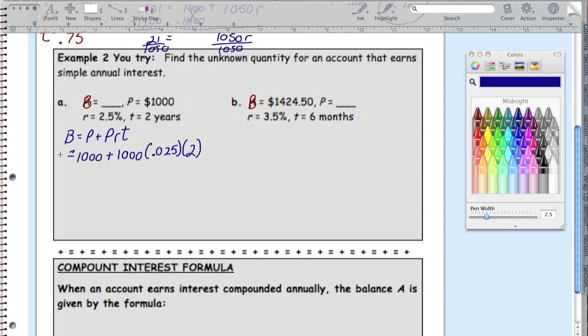We don't know b, that's what we're trying to solve for, and this problem is going to be very nice because everything that we need is all on one side. We don't have to solve for any variables. So what I'm going to do first is simplify 1,000 times 0.025 times 2, and that's going to give me 50. And then my next step is just to add them. So my answer comes to 1,050.